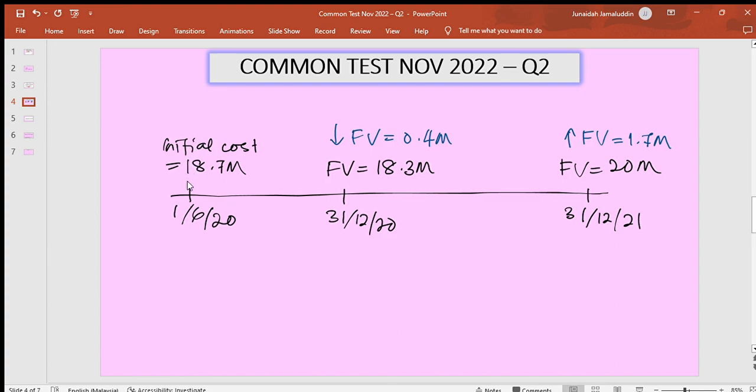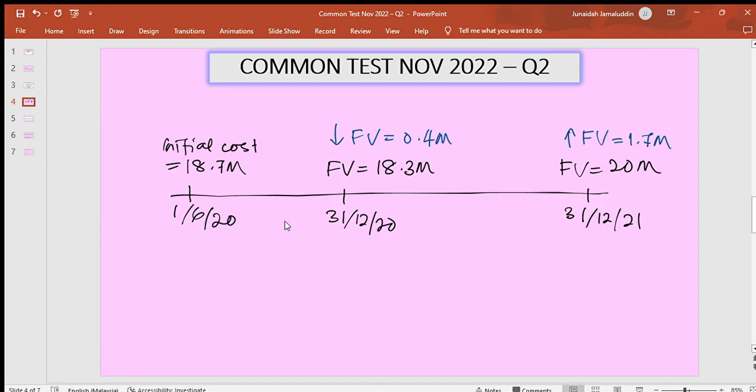That's why I wrote, madam dah tulis siap-siap kat sini ya. The initial cost for the building, I write the total initial cost 18.7 million, which includes the price of the building, the legal cost plus the property transfer tax. So the total initial cost is 18.7 million.